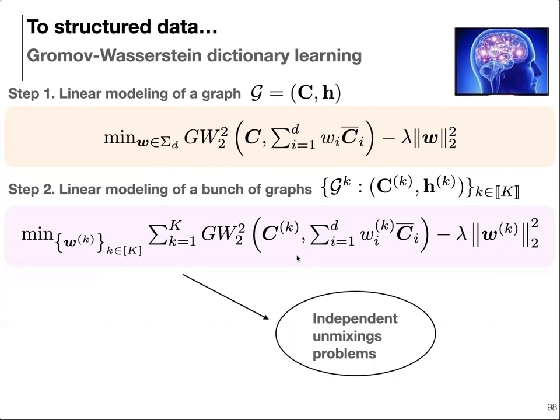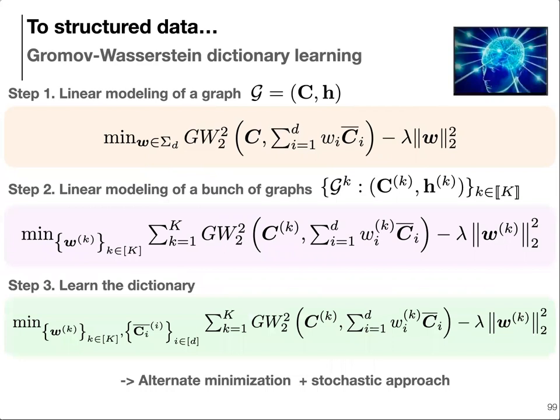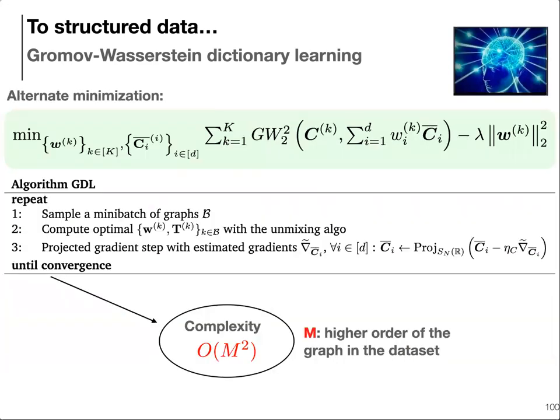Then we can simply solve all the unmixing problems for all the graphs from my data set. And once we have all those W values, we can simply update the matrices C_i of the graphs from the dictionary. All this can be done with an alternate minimization, meaning that we first solve a lot of unmixing problems for all the graphs in my data set, and then we simply update all the adjacency matrices of the dictionary graphs.